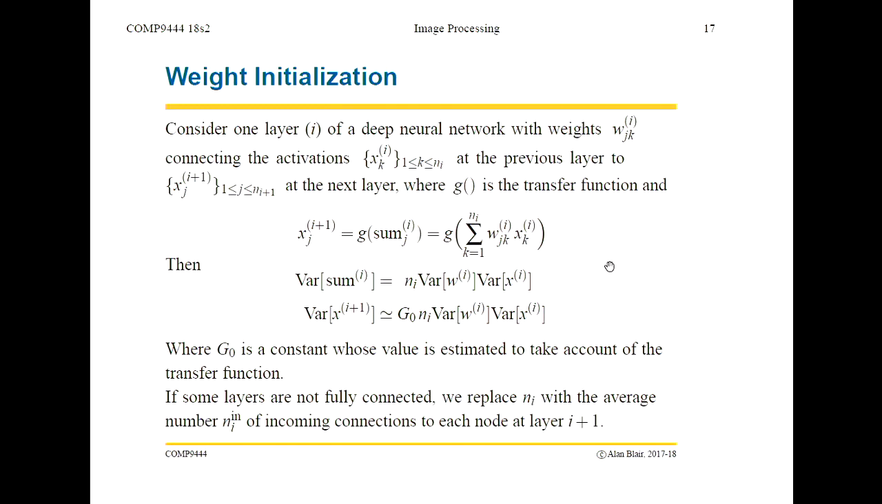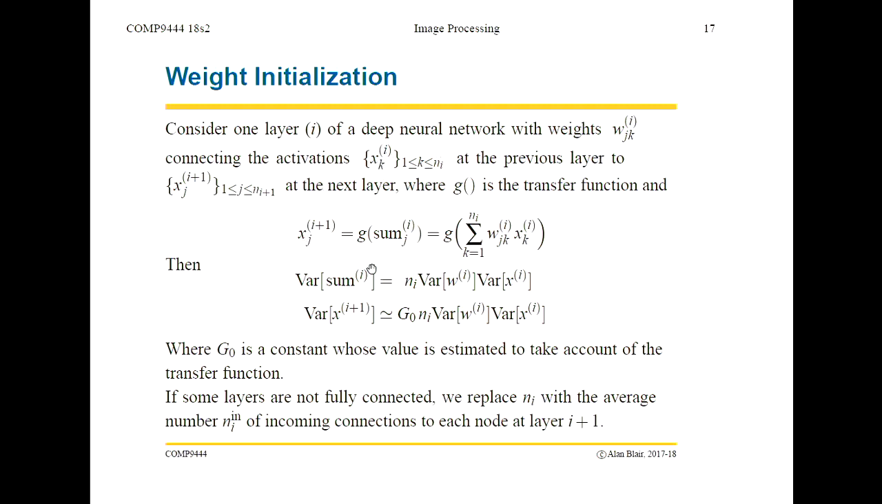Okay, so let's introduce a few more indices here. There's a deep neural network with several layers, so let's consider that we're looking at layer i. We've got weights w_ijk that connect that layer to the previous layer, to the next layer. So you've got n_i nodes in layer i, and we number them as x_k^i.